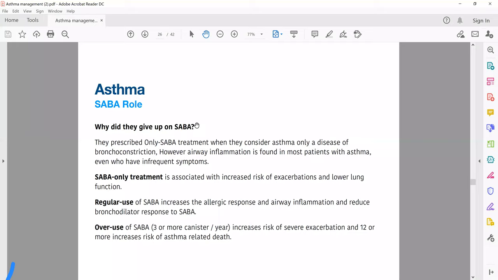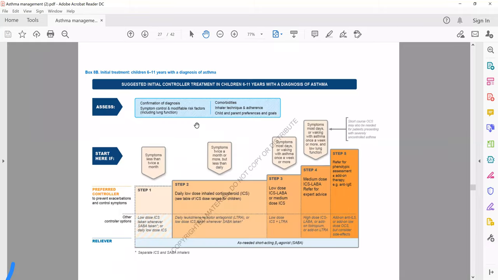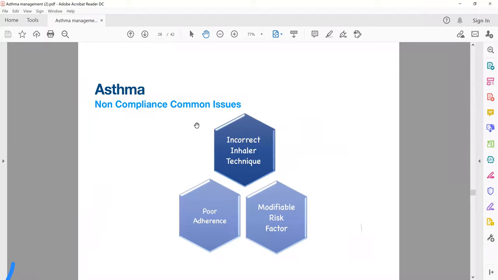And regular use of SABA as a preventer or controller medication will reduce the response when the patient really needs a rescue medication in an acute attack. Overuse, 3 or more canisters, increases the risk of severe exacerbation, and 12 will increase asthma-related death risk. And this is the pharmacological management for children from 6 to 11 years.